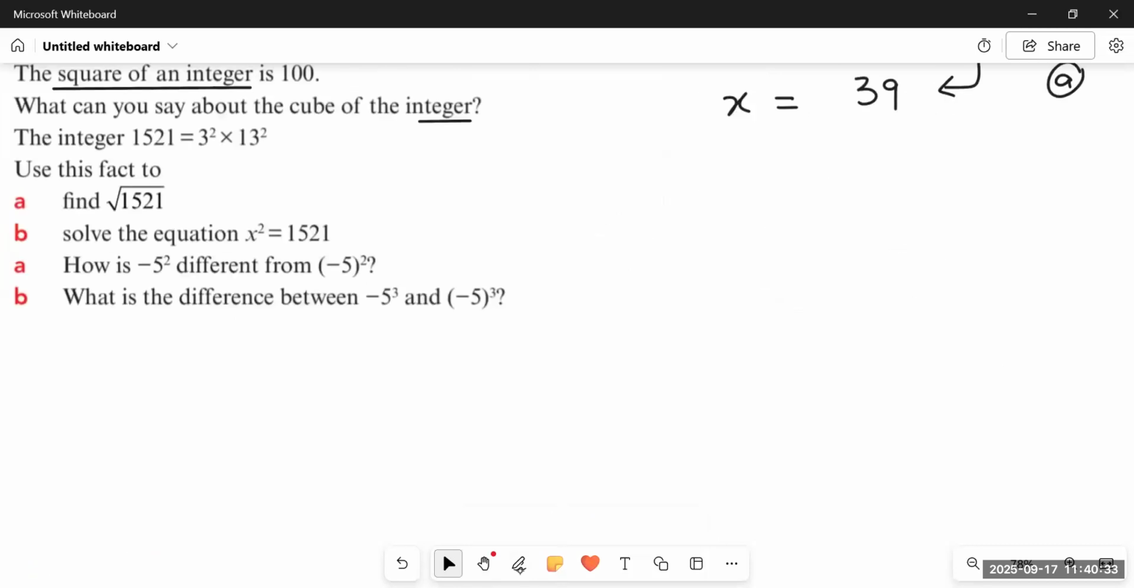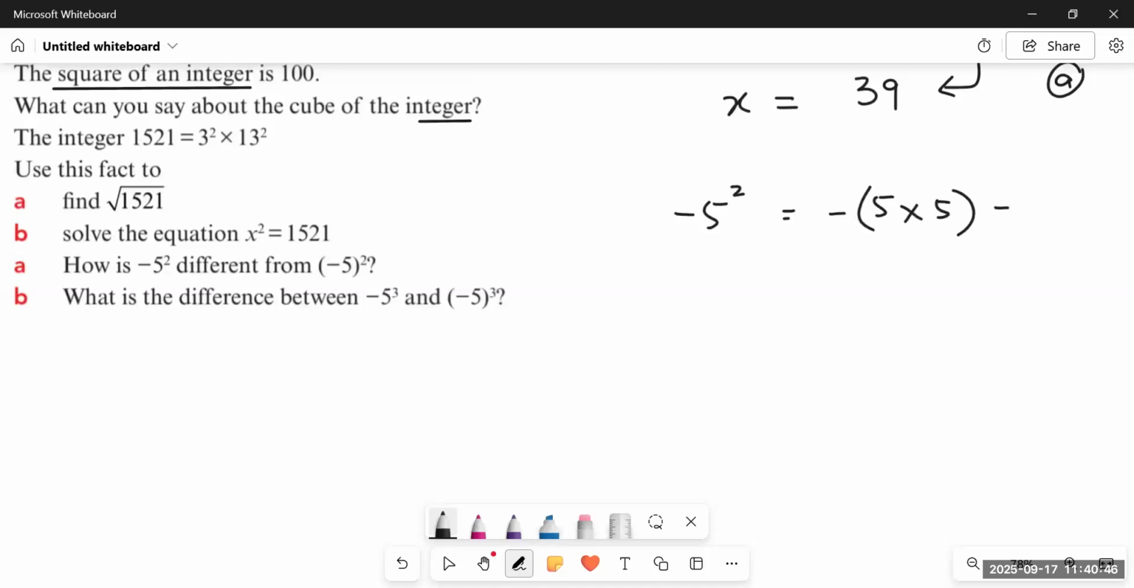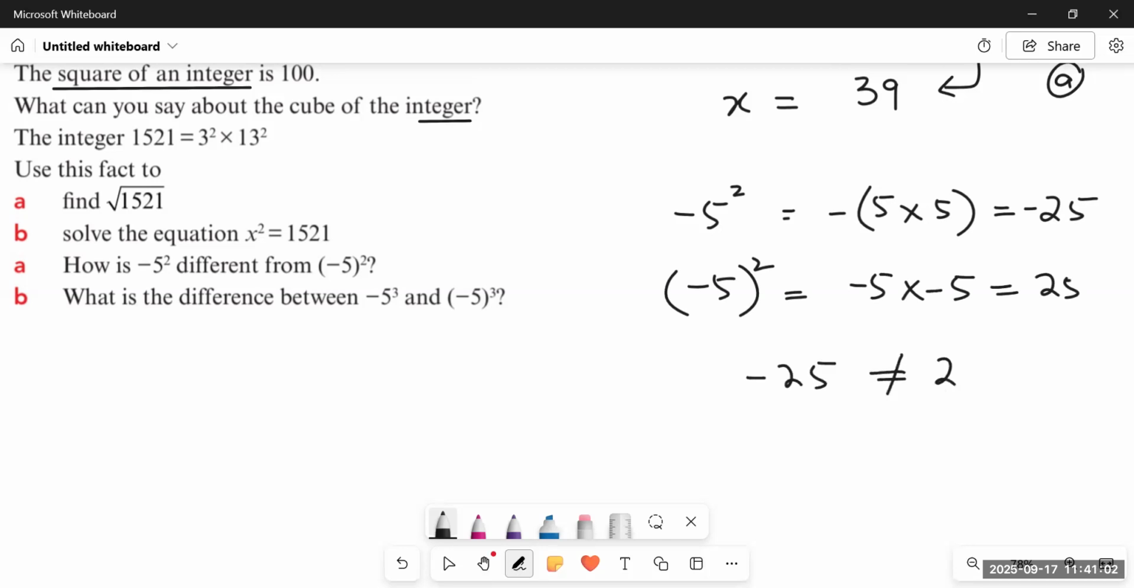Now, how is (-5) to the whole square different from -5 to the square? So -5 square is equal to -5 multiplied by 5, which is ultimately -25. But (-5) to the whole square means -5 multiplied by -5, which is positive. And hence, -25 is not equal to 25, hence proved that they are different.